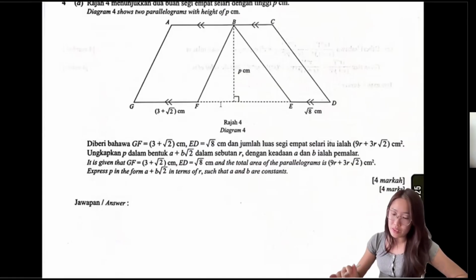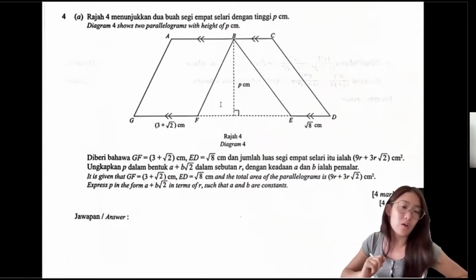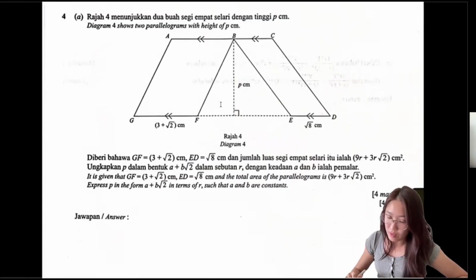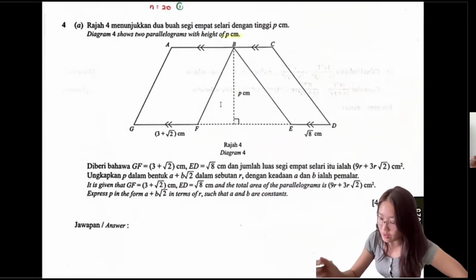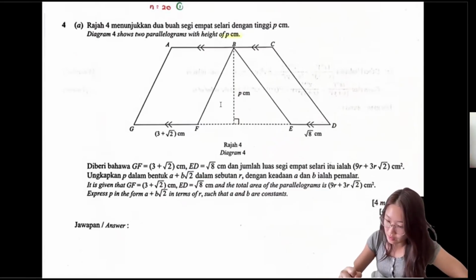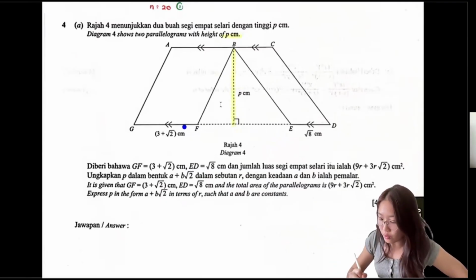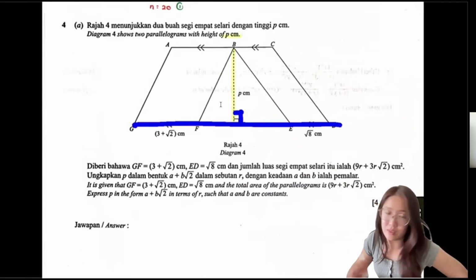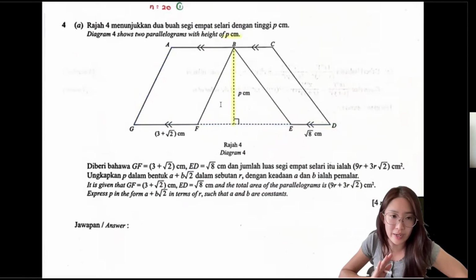One by one, this question 4 is your chapter 4, Indices, Surds, and Logarithms in your Form 4. Let's take a look at A. Diagram 4 shows two parallelograms with the height of p. Height means this one. This is your height. When we talk about height, it is always the perpendicular height, where it forms a 90 degree with your base. That is your real height. This is the slanted line, not the real height.